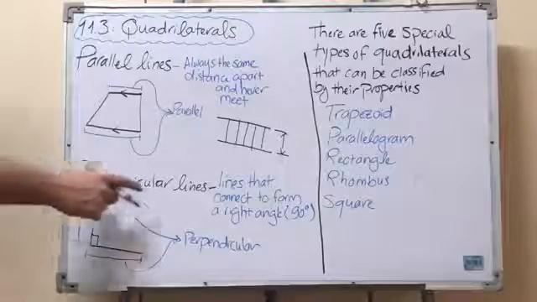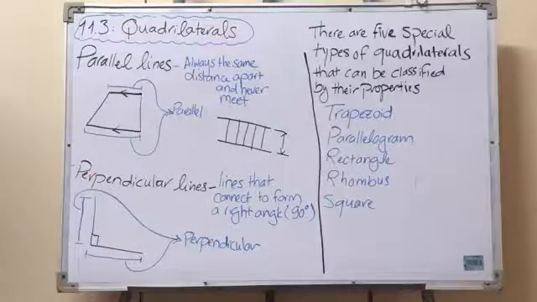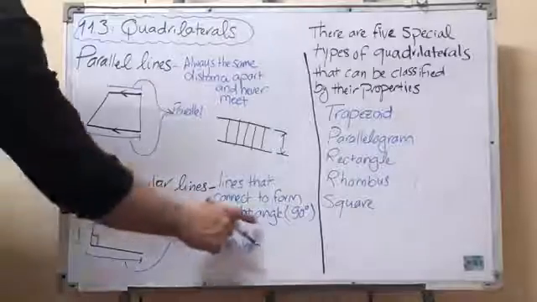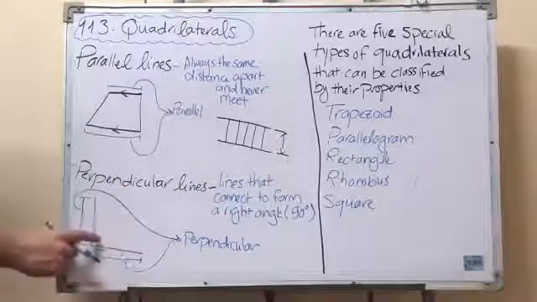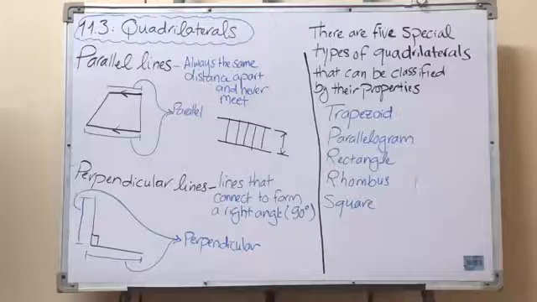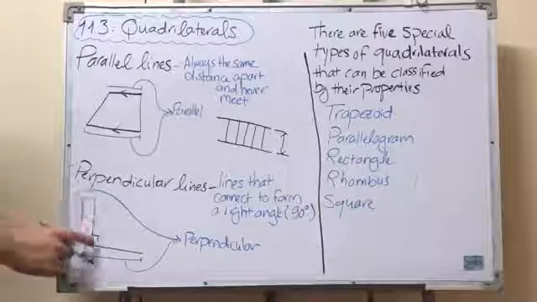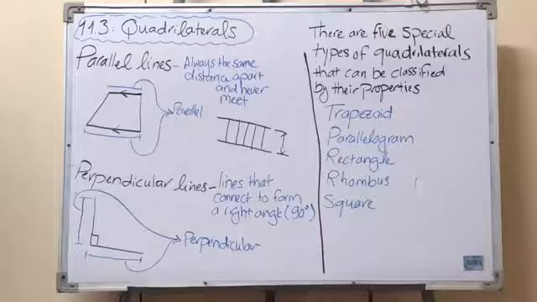Perpendicular lines are lines that connect to form a right angle. These two lines are perpendicular because the angle in between them is 90 degrees. So these two lines are perpendicular.